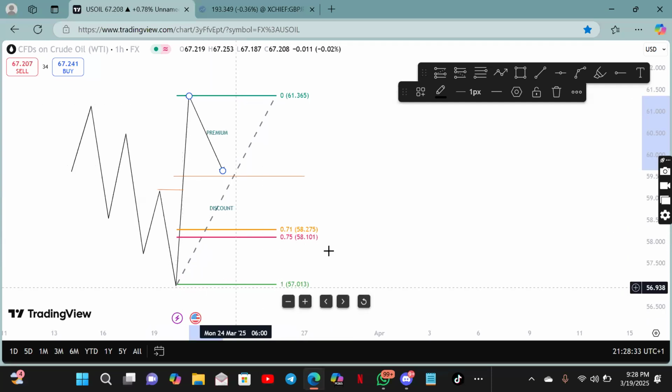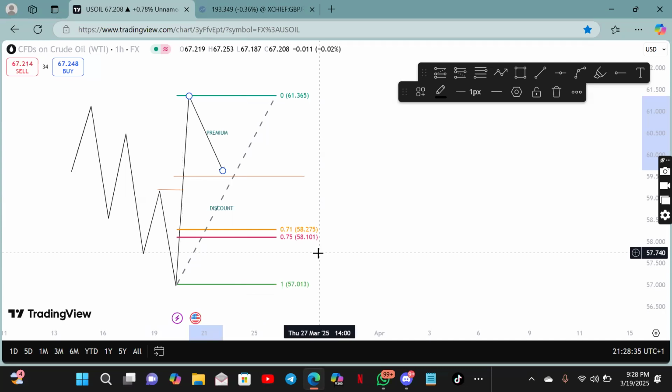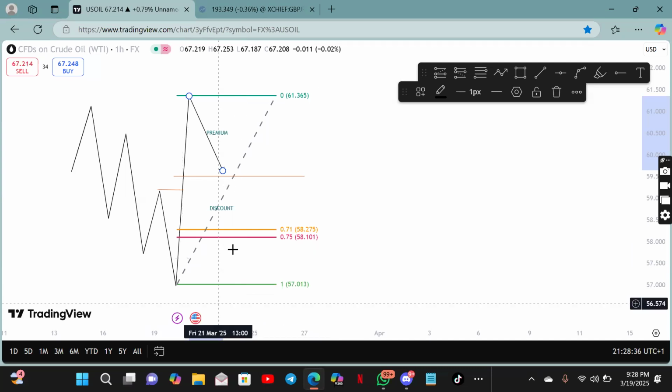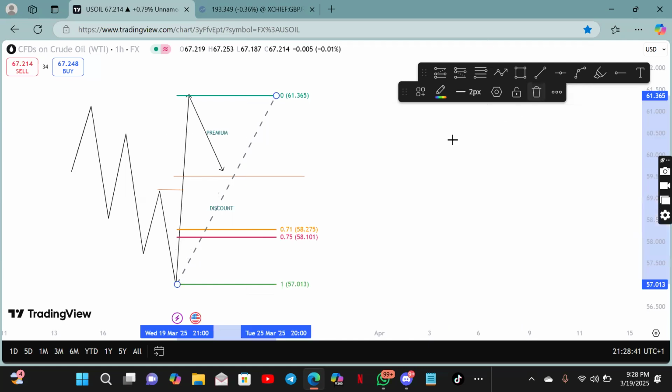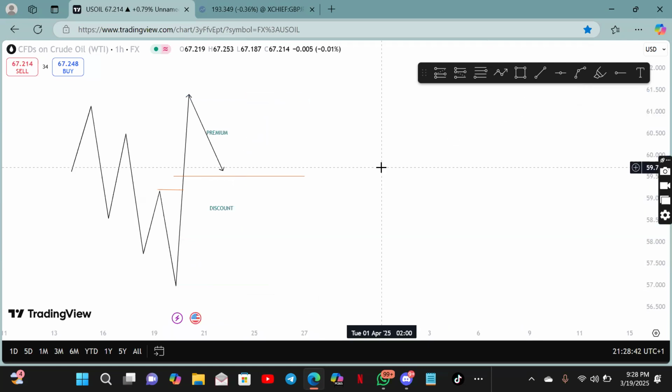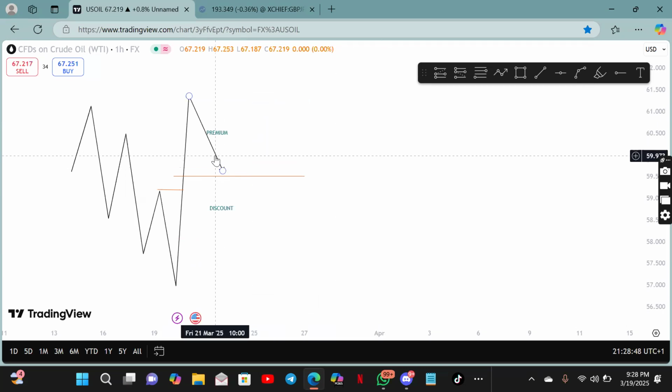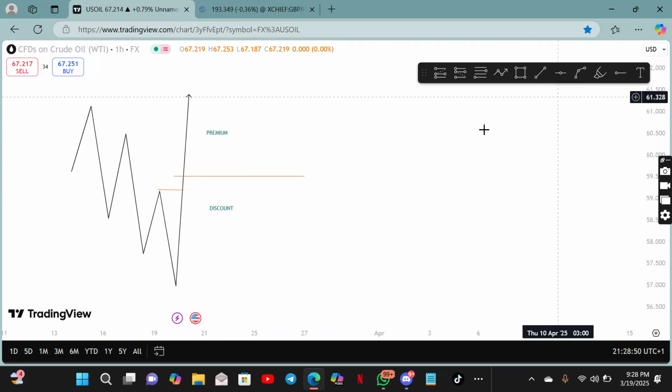I'll be only having just the discounted zone here. So I already know where the 50% is, so I don't need it. I'm teaching you that because you will need it to improve further on your trading. So this one now, let me make it clear.